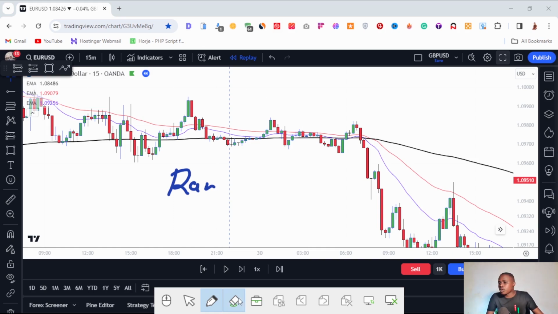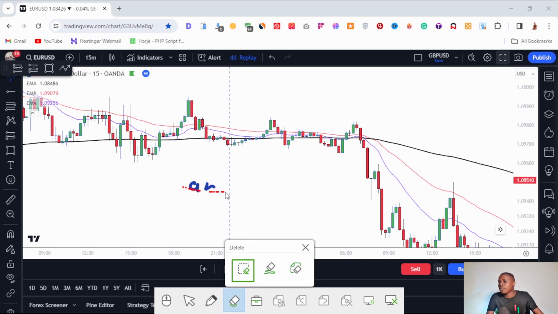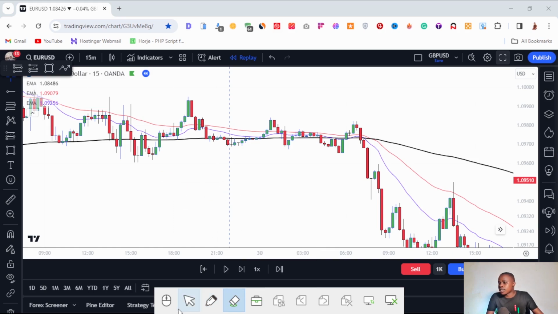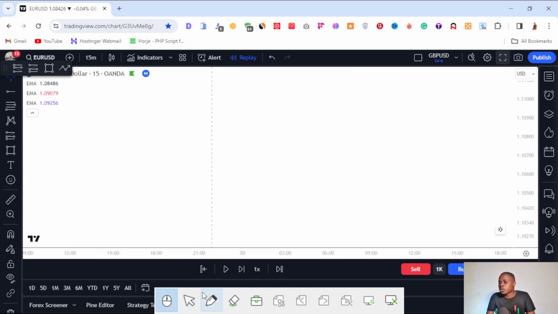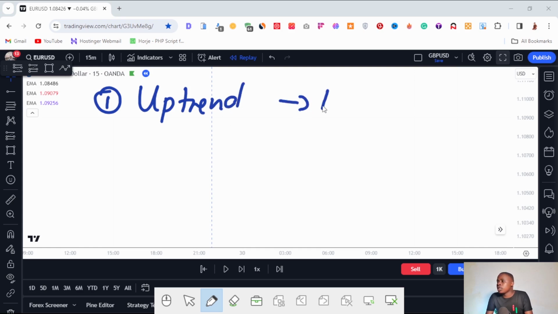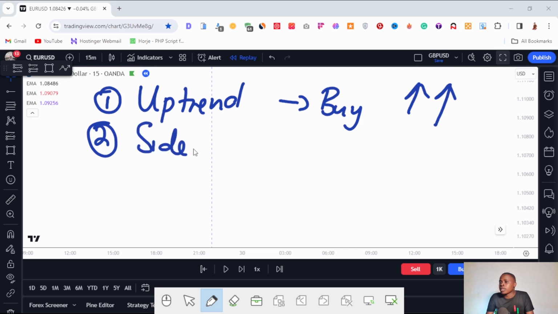So we have 3 types of trends basically, right? Let me write right here so that I don't forget this. We have number 1, an uptrend. And in uptrends, you are looking to buy because the market is pushing to the upside. Number 2, we have sideways. In sideways, the market is going in a sideways direction. It's not going up, it's not going to the downside.